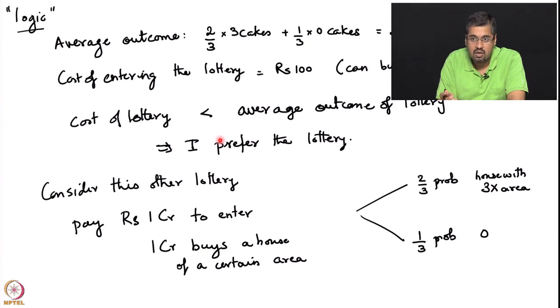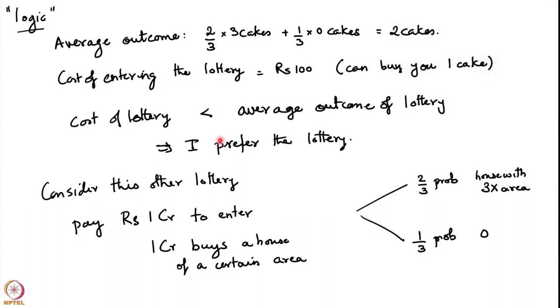Now if this is your logic, you cannot change it from problem to problem. Either the logic is flawed, or there is somewhere you have made a mistake in applying it. But if you agree with this logic, then the reason for which you entered the lottery for the 2 cakes, you should have also entered the lottery for a house of twice the size.